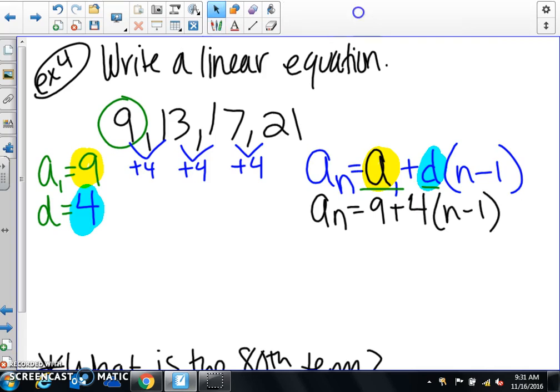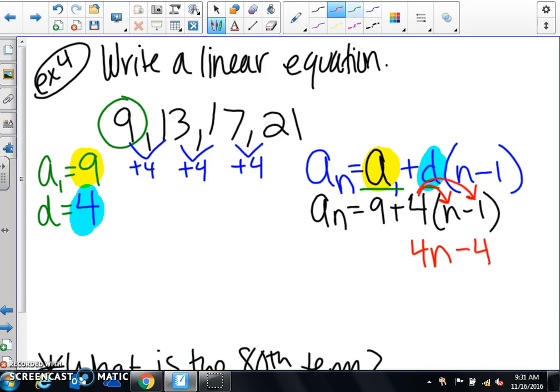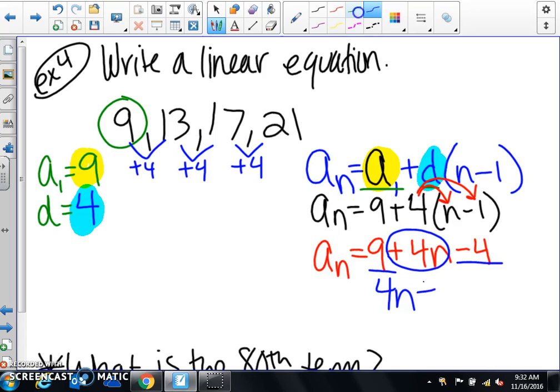Now, when we're simplifying expressions or equations, we always distribute first. So 4 times n is 4n. 4 times a negative 1 is negative 4. Bring down your a sub n, bring down your 9 and your plus. Okay, and then now we're just going to combine like terms. I have a positive 4n, and then I have 9 minus 4, which is a positive 5. And that's it, y'all. That is my linear equation.